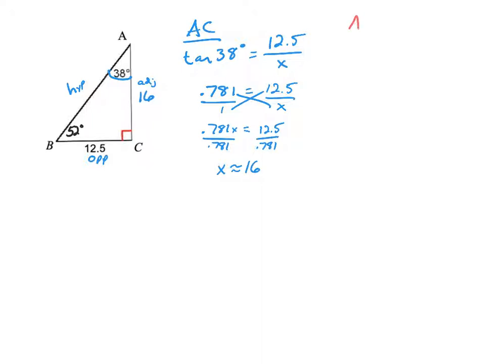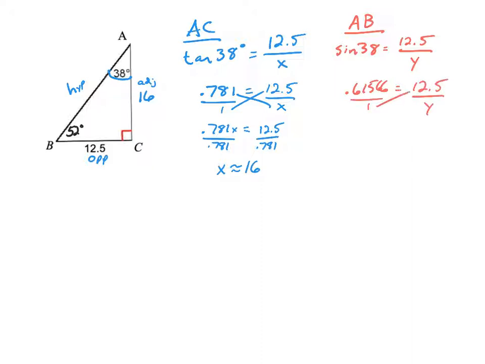Now I'm going to solve for AB using a similar method. So, solving for AB, we have the hypotenuse, which is AB, and the opposite, that's 12.5. So, that would be a sine ratio. In our case, we'd have sine of 38 equals the opposite, 12.5, over the hypotenuse, which I'll call y, since we already used x. Sine of 38 gives you 0.61566, and so on, and that equals 12.5 over y.